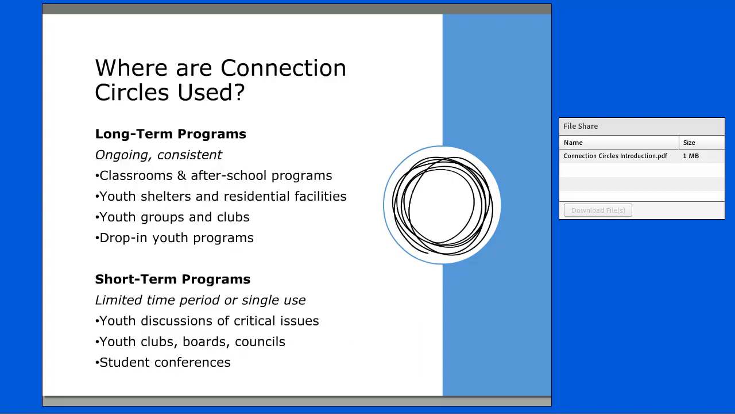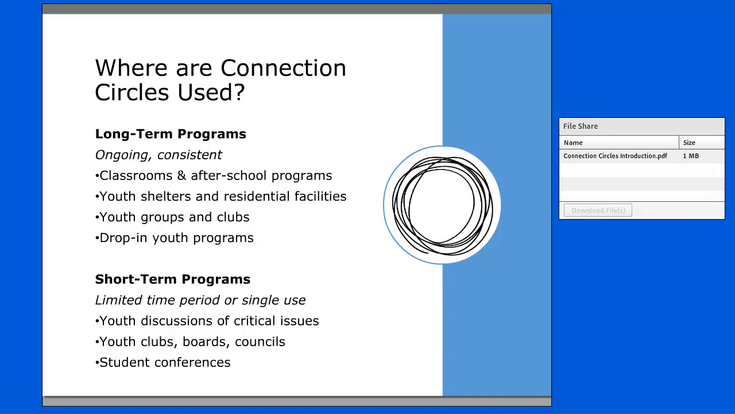Connection circles are used in a variety of ways. We have two kinds of programs. One is a long-term program, which is an ongoing, consistent program. It meets at the same place at the same time with the same facilitators. And we have started these programs in classrooms and after-school programs, youth shelters, residential facilities, youth groups and clubs, and drop-in youth programs.